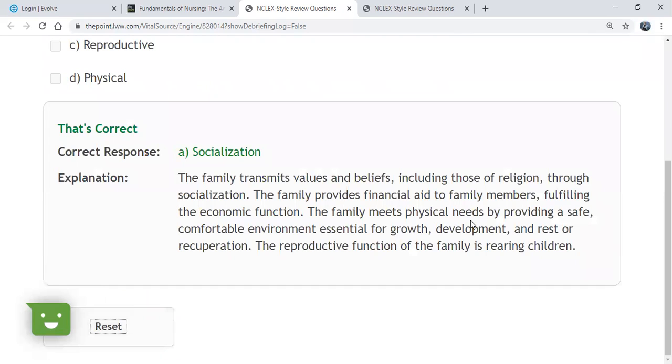Okay, so socialization is those values and beliefs, including religion. Financial aid to family members is economic. And physical needs are about the safe, comfortable environment that's essential for growth and development.